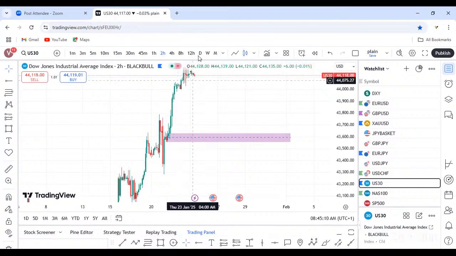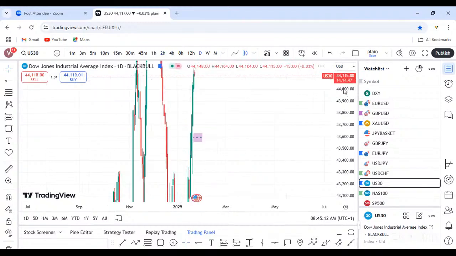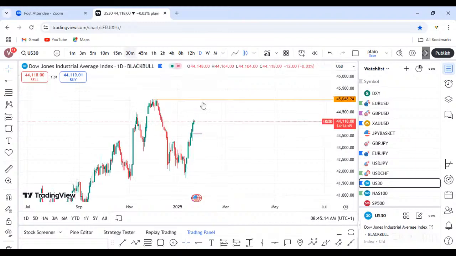And then ultimately, we are moving to clear this all-time high. All right. So that's just the analysis for today on US 30.